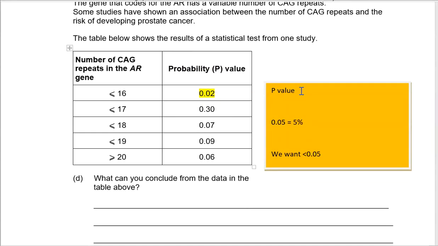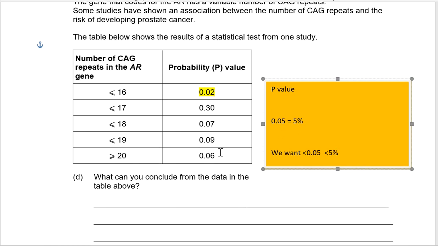Just to remind you, the p-value 0.05 is 5%, and this is what we generally use for A-level. So if our p-value is less than 0.05, what does that mean? It means it's less than 5%. So what does that mean? It means that there is less than 5% probability that our data is due to chance. So we want our data to be under 0.05 to be convinced that we can trust it, and then there is a significant difference.